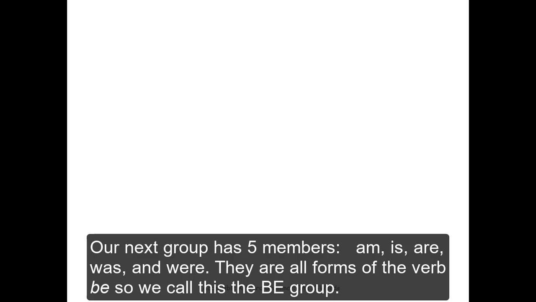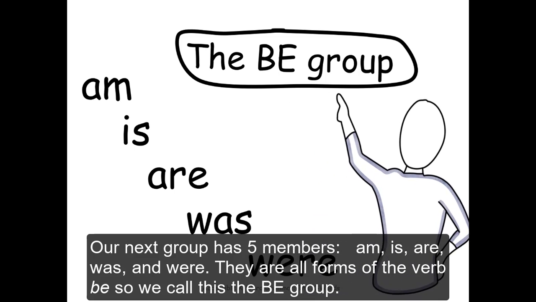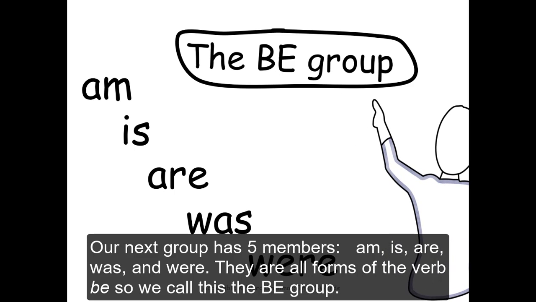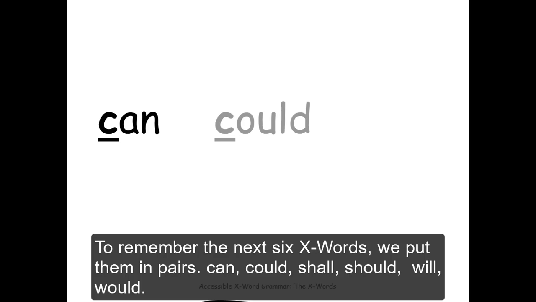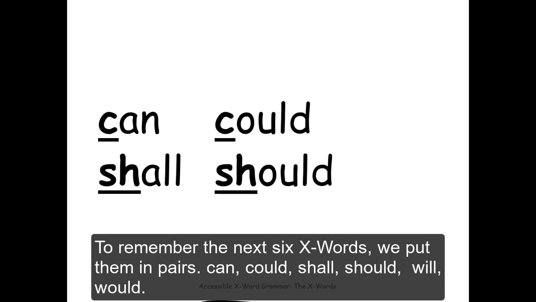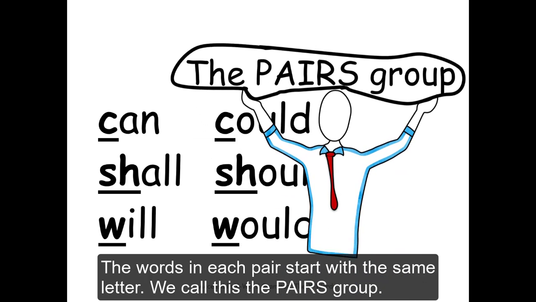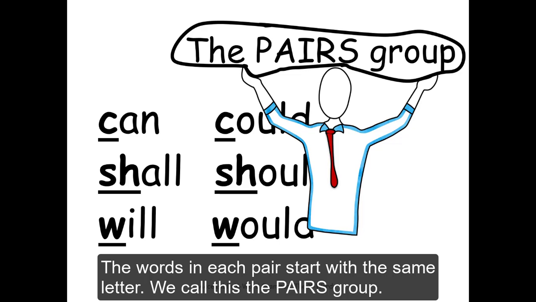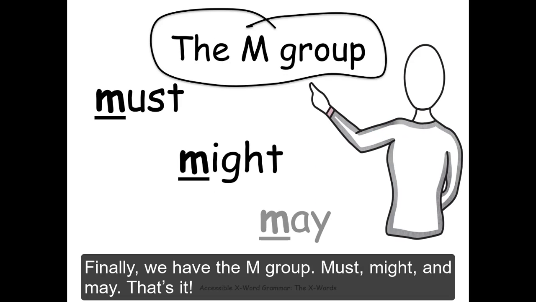Our next group has 5 members: am, is, are, was, and were. They are all forms of the verb be, so we call this the be group. To remember the next 6 XWords, we put them in pairs: can, could, shall, should, will, would. The words in each pair start with the same letter. We call this the pairs group. Finally, we have the am group: must, might, and may.